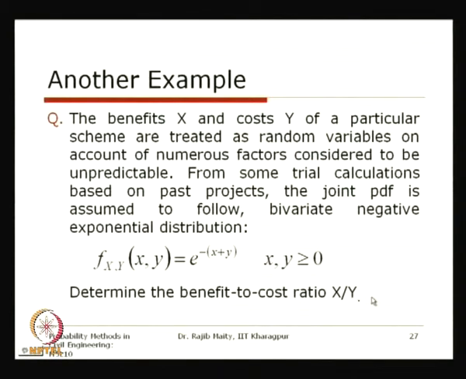So, x by y. Here the benefit is x and the cost is y, their joint density is expressed in this form, and we are interested to know the probability density of this benefit to cost ratio, that is x by y. Now, see here, there are two random variables x and y, their joint distribution is given, and we are looking for one function here.